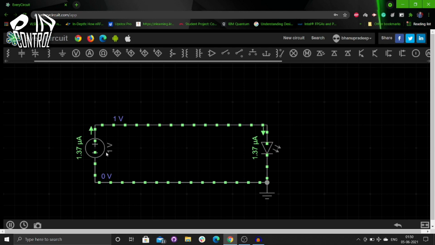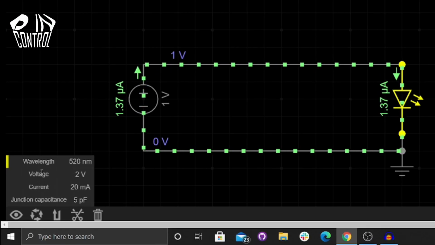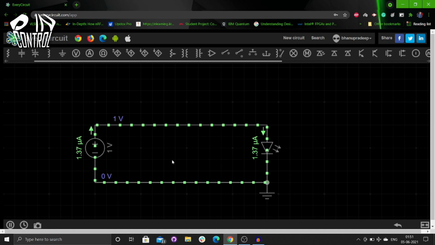Now my input voltage is 1 volt with respect to the 1.37 current. You can see the LED is not glowing because we are supplying less than the required voltage. Now we will check the acceptance voltage of this LED. Here you can observe that the wavelength of this LED is 520 nanometers, which gives the color green, and the acceptance voltage is 2 volts with respect to 20 milliamps current. Let us see what happens to this LED by giving 2 volts.